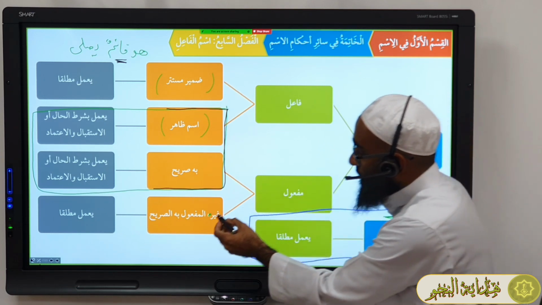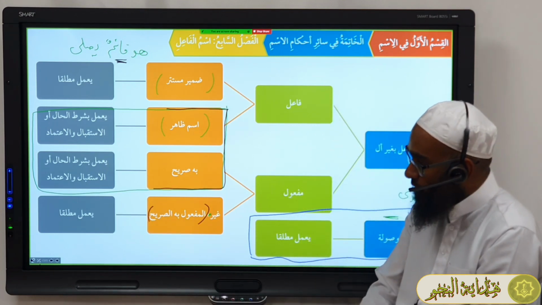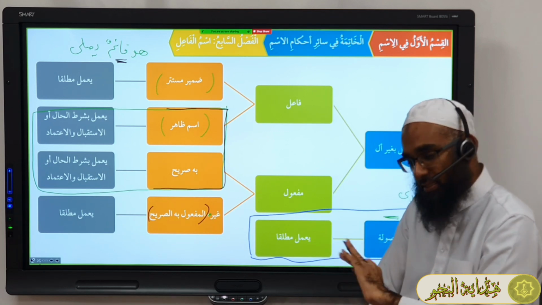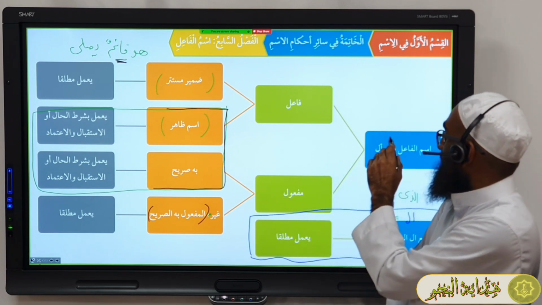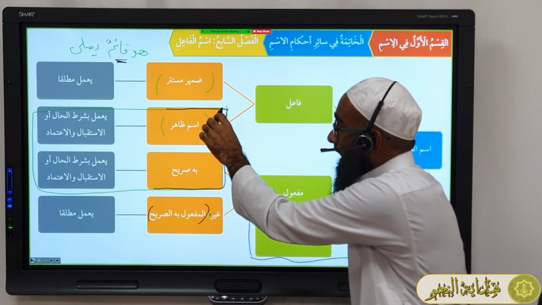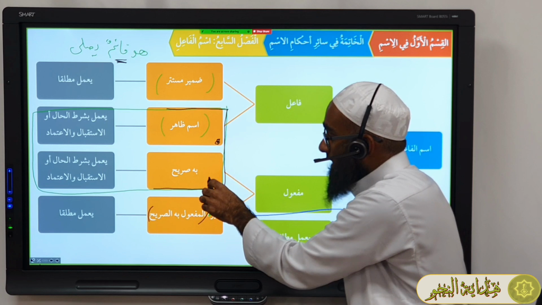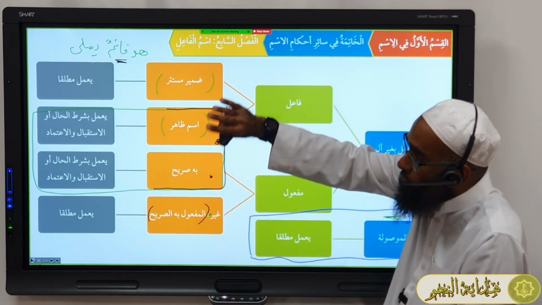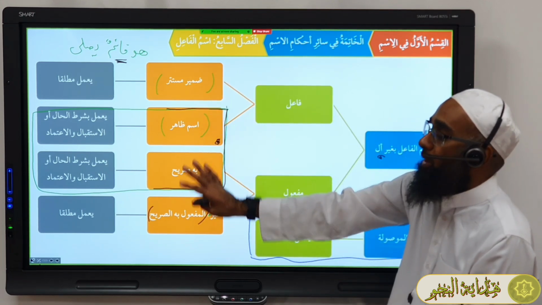And if you have maf'ul other than maf'ul bihi sarih, whether you have maf'ul lahu, maf'ul mutlaq, or you have the ghayr sarih maf'ul bihi, then there's no conditions, it is amal. So the only issue where you have to put conditions is when there's no alif lam and it is giving the fa'il zahir a rafa, or is giving a maf'ul bihi sarih nasab. In those two scenarios, you must have either hal and istiqbal and have i'timad. Only then can it do amal.